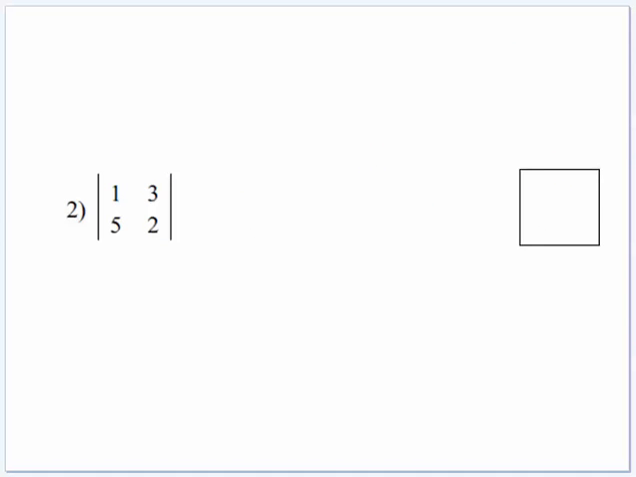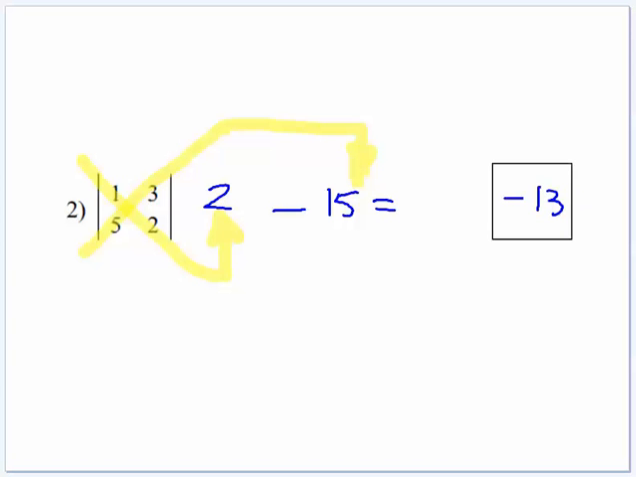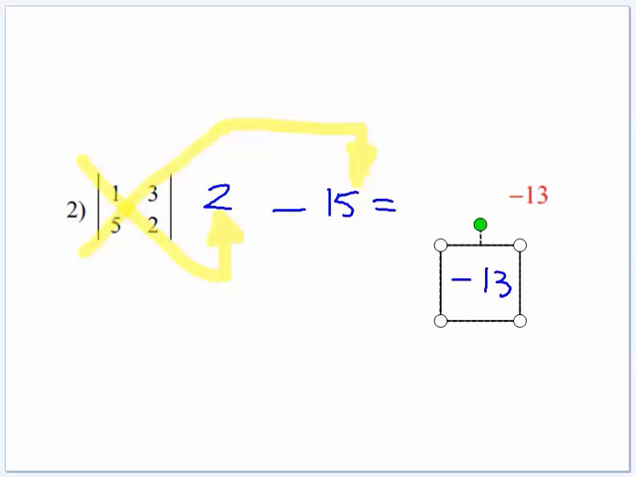This is another 2 by 2, so it's easy enough to remember the procedure. Go top left to bottom right and place the product there. Then bottom left to top right, fly way over the negative sign, place the product there. And subtraction in between. 1 times 2 is 2. 5 times 3 is 15. 2 minus 15 is equal to negative 13. We can check our answer now, and we got the right answer. That's fantastic. So that's the procedure for 2 by 2 matrices and finding the determinant.